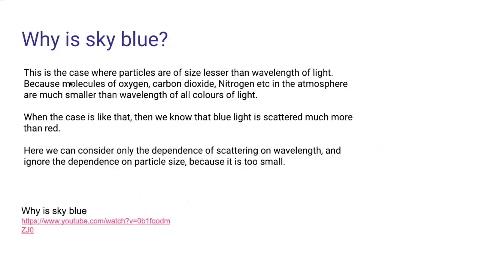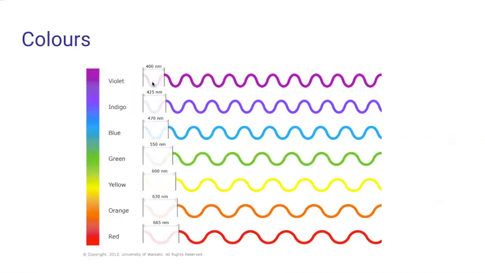First case is when particles are of size lesser than the wavelength of light. If there are particles which are very much lesser than the wavelength of light, for example, atoms or molecules of oxygen, nitrogen, carbon dioxide, all these are very, very small compared to the wavelength of light.